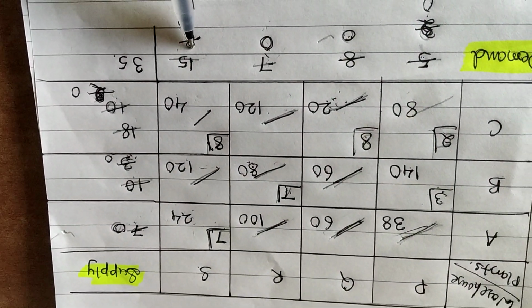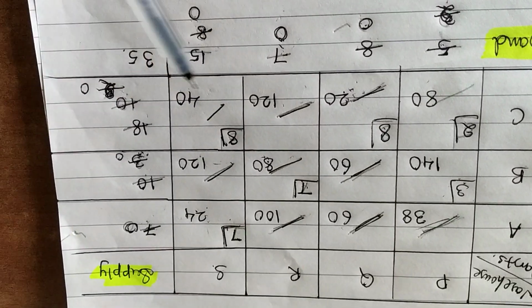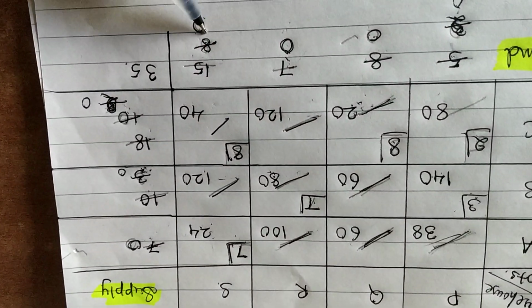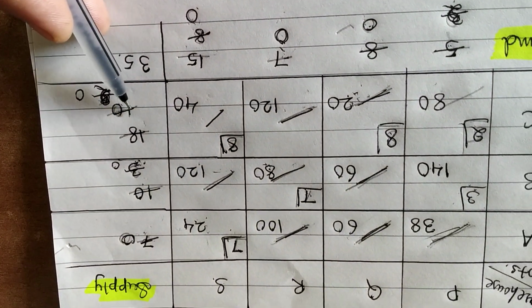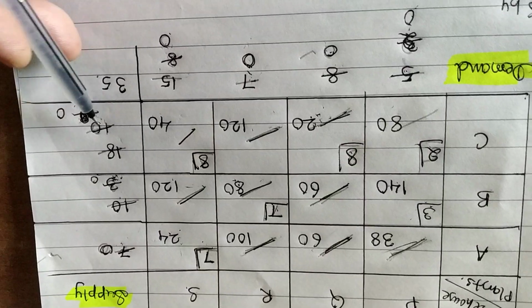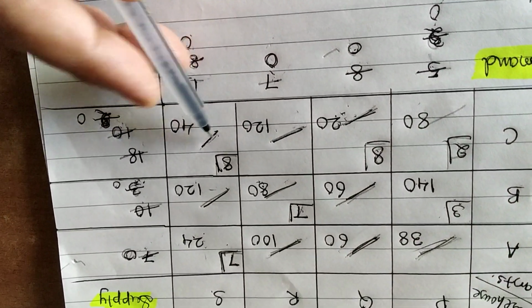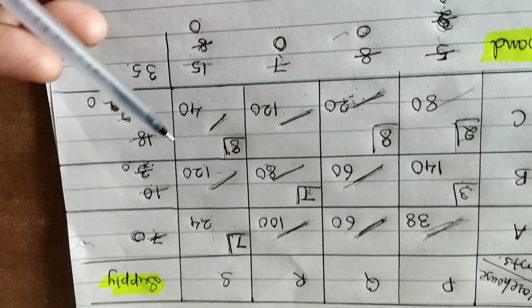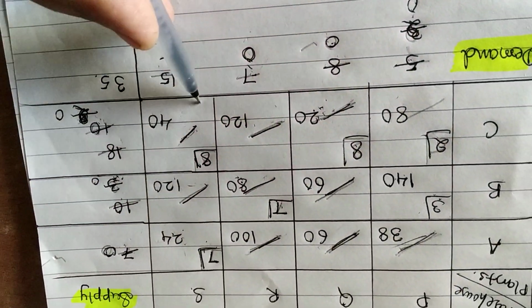Okay, 8 is remaining, means you take an 8 here, 8 minus 8 is equal to 0, and 18 minus 8 means the remaining is 10. Okay, 10 means you have already taken 8, this is 0, means this column is also 0.